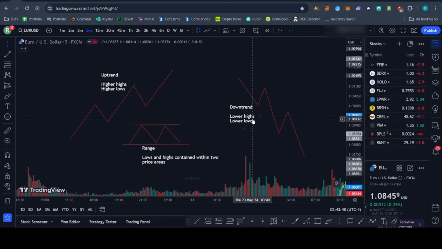So we'll move on to the downtrend. Basically the same as an uptrend, just in reverse or flipped. So we have lower highs and lower lows. So we start here, we come down, we put in a lower low, we pull back, make a lower high.